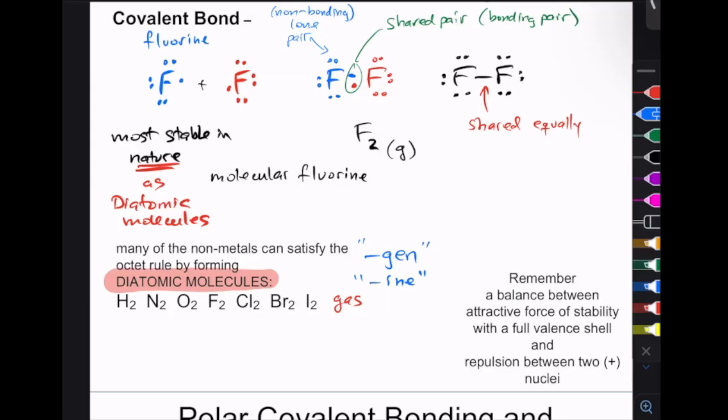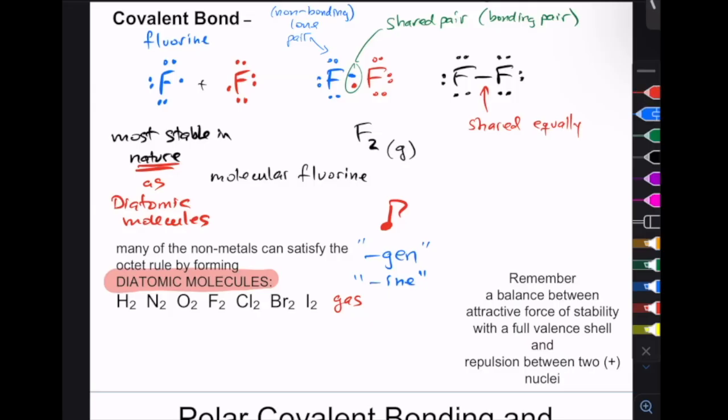Usually I need to have the class do it at least twice to get it. So let's do it one more time. Gen and ine are found in nature diatomically. Ta-da. All right, now you'll never forget it, okay? Sing it every morning for the next week and through spring break, all right? And then you'll never forget these. For the rest of your life, you're never gonna forget those 7. Okay, so let's put a little musical note here to remind ourselves that we've got a little song to sing.